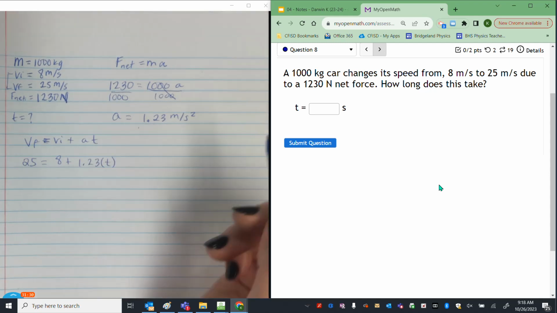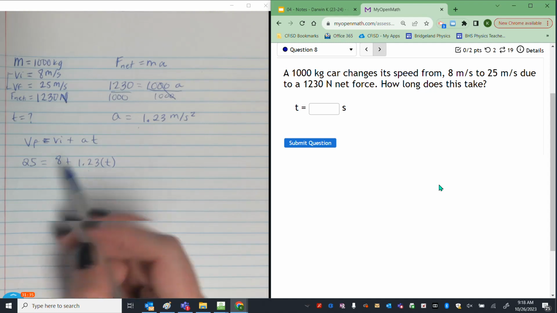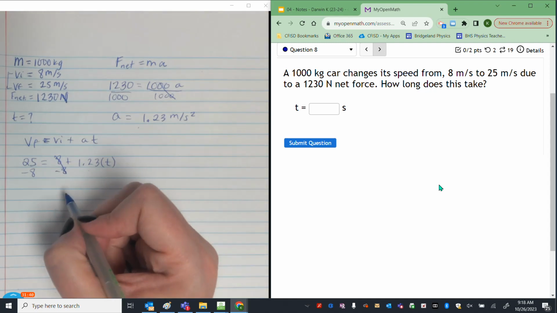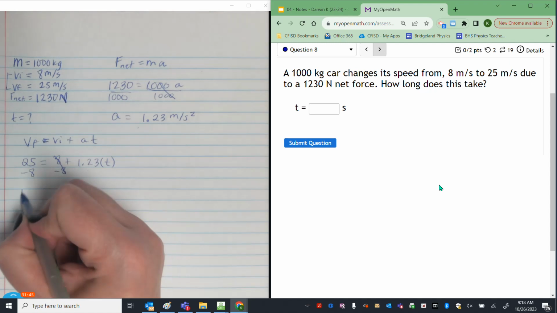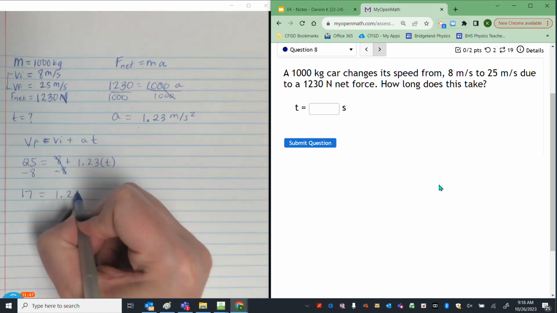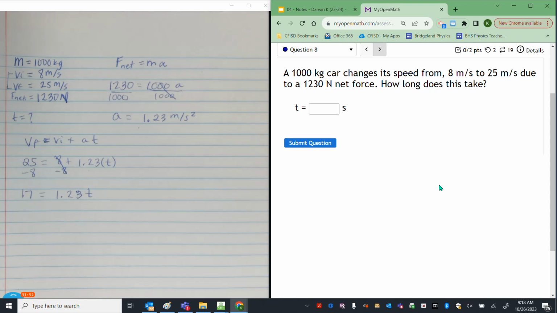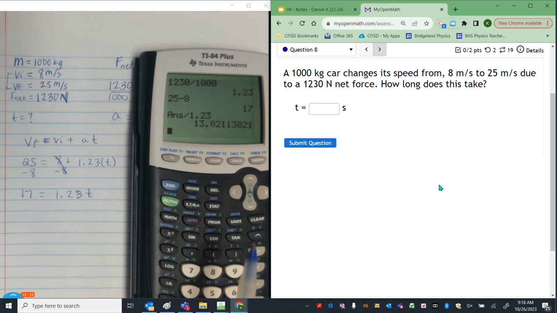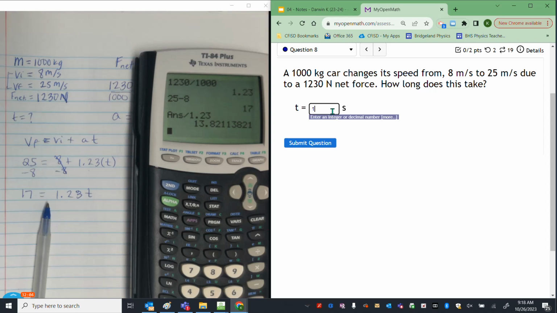Okay, again, you cannot add these. They are not like terms, so we're going to move the 8 over here by subtraction. Minus 8, minus 8. Okay, so you have 25 minus 8, which is, of course, equal to 17 equals 1.23 times T. Again, to solve for T, we're going to divide both sides by 1.23. And 17 divided by 1.23 is 13.82. That would be your time, 13.82 seconds.